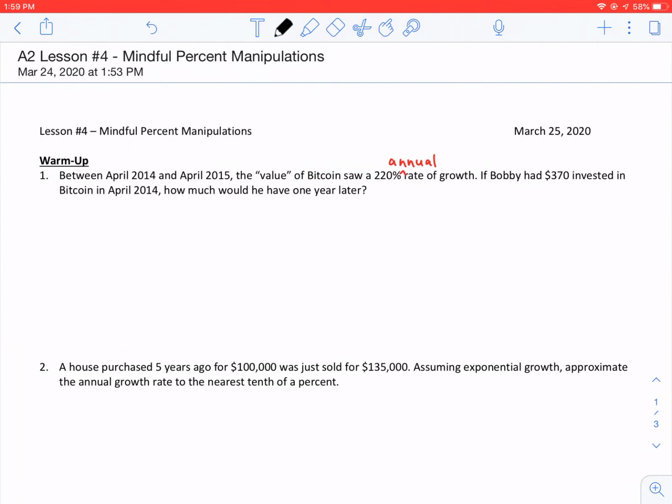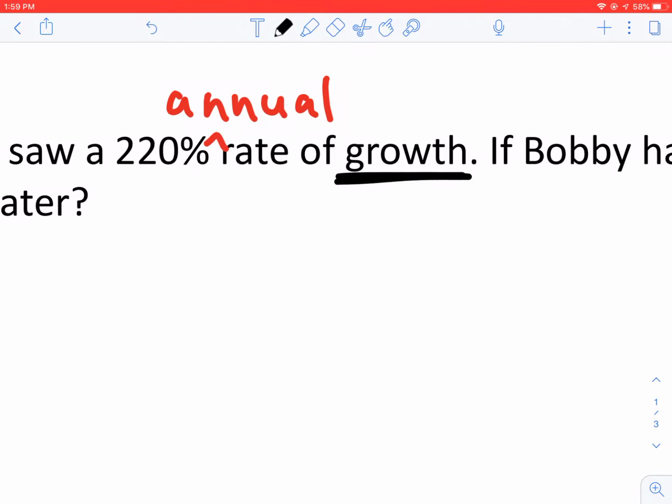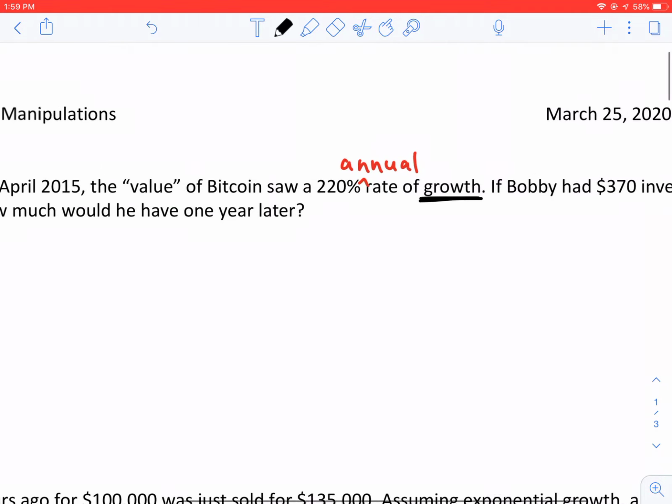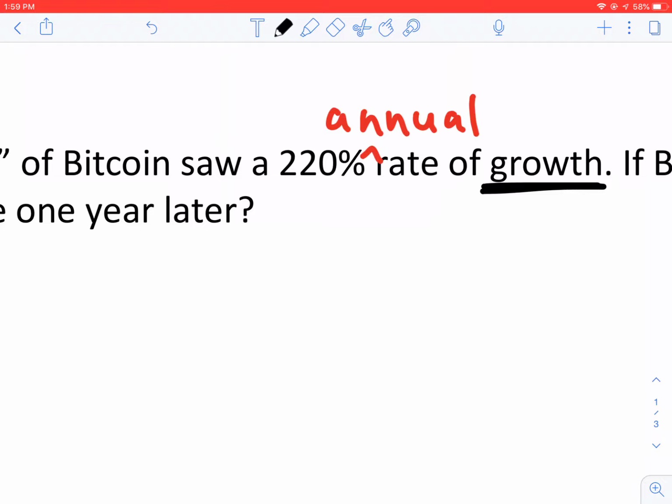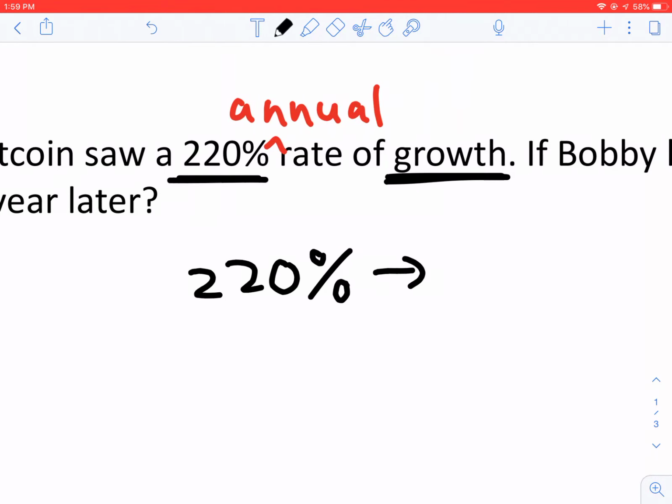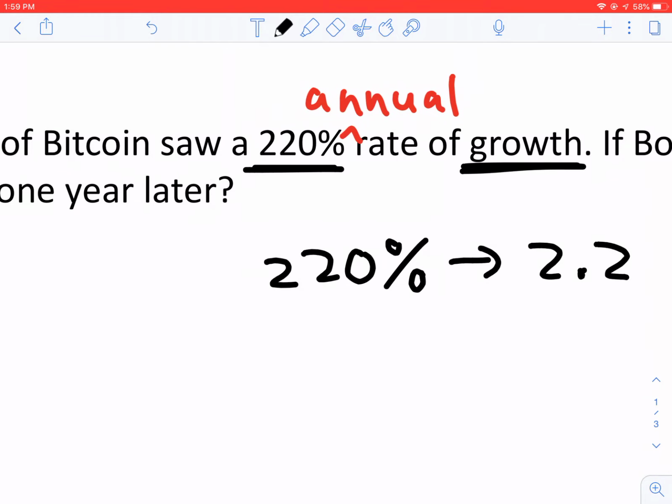So, if Bobby had invested $370, how much would he have 1 year later? So this is exponential growth, and I know that because it's a rate of growth. The value of it was increasing. So a lot of people might think, oh, I can just multiply by 2.2, right? 220% as a decimal is going to be 2.2. Right, so if something's growing by 220%, you might think it makes sense to multiply by 2.2, but we have to be careful, right? This 220%, that is the R value. That's the rate of growth.